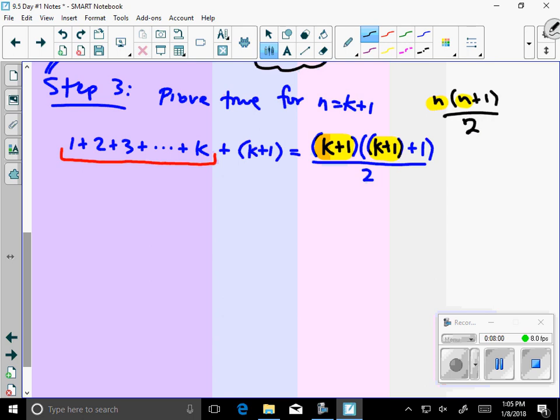So I'm going to do that. I'm going to do a direct replacement. K times k plus 1 divided by 2. I'm going to add what I have here, which is k plus 1. And I want to show it equals this thing over here.